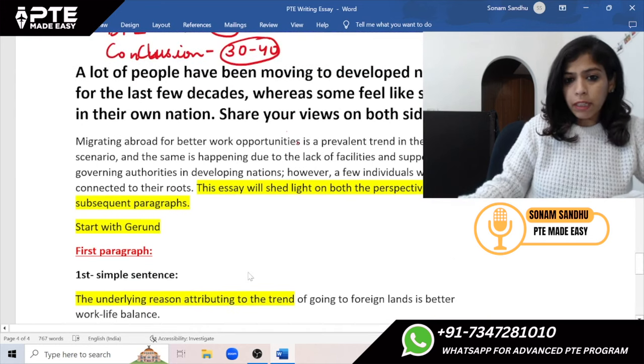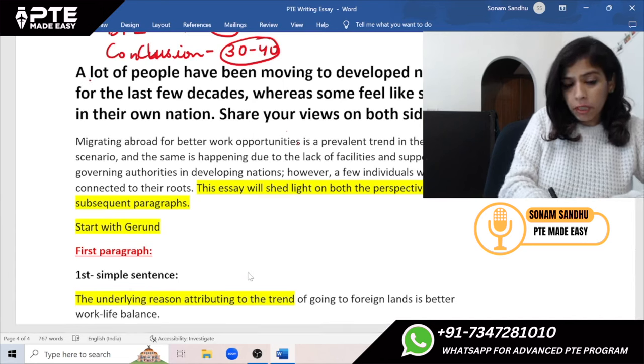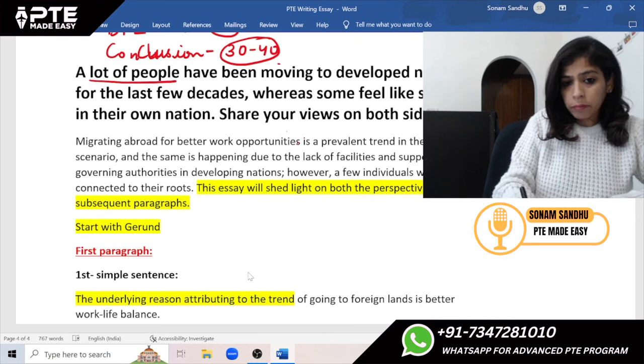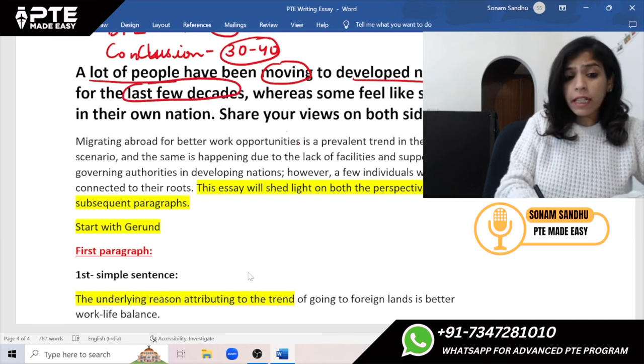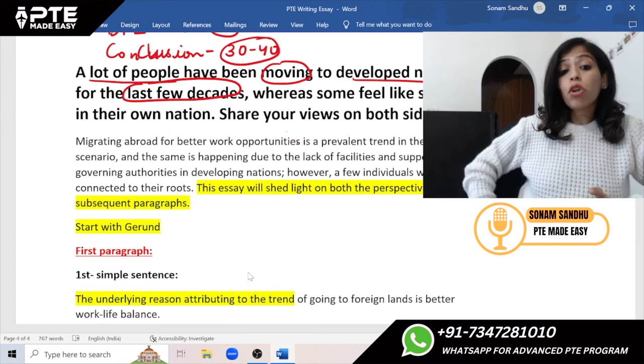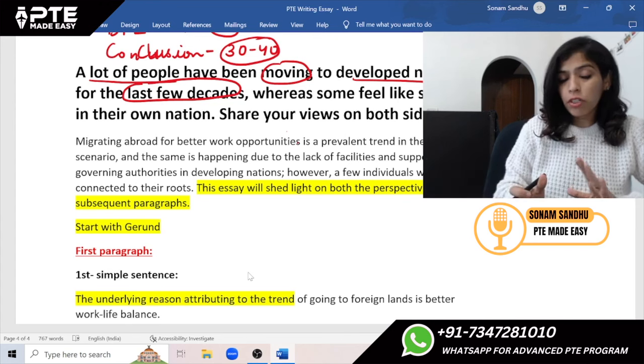A lot of people have been moving to developed nations for the last few decades, whereas some feel like staying in their own nation. So what exactly are they talking about? A majority of the population have been moving to developed nations for the last few decades, whereas some feel like staying in their own nation. Share your views on both sides.